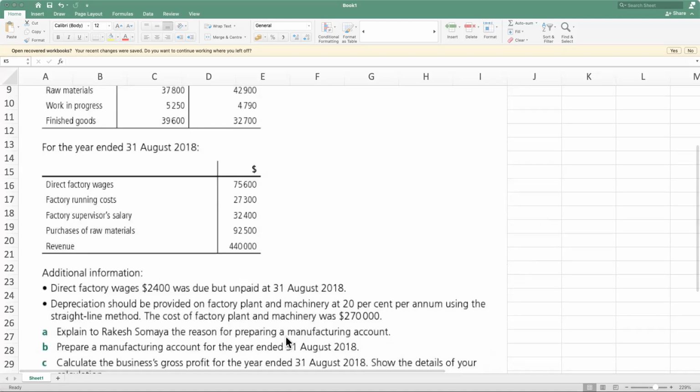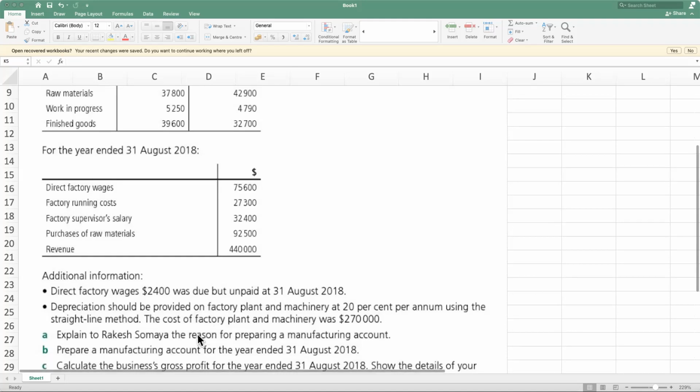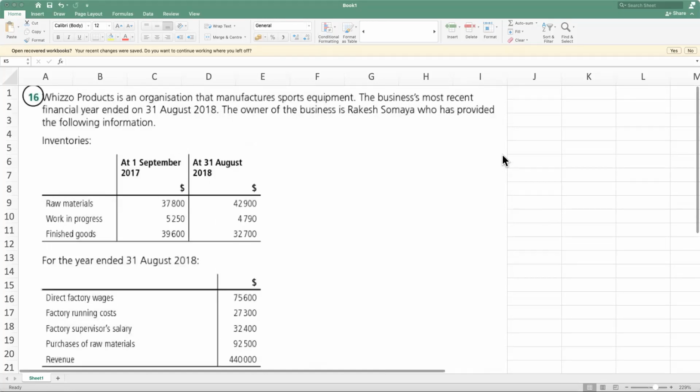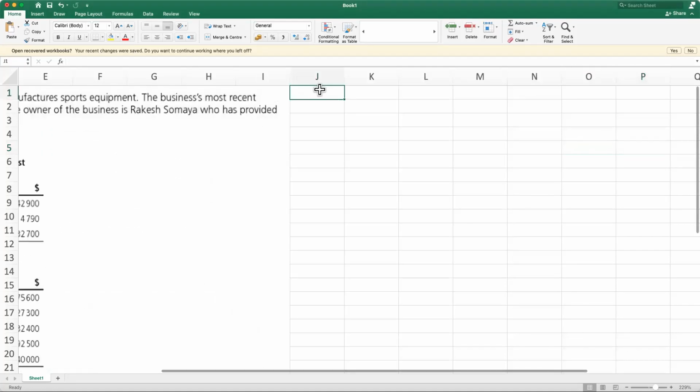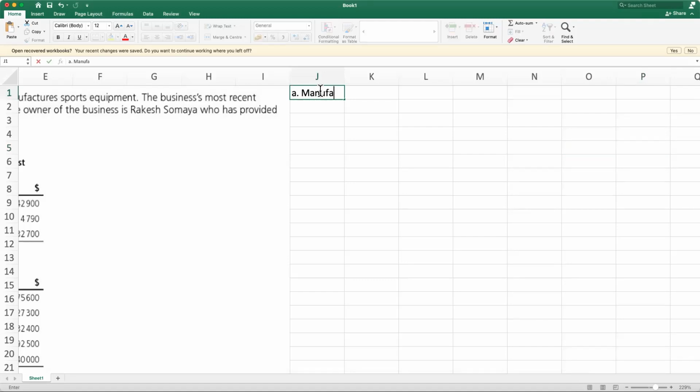Question A, explain to Rakesh Somaya the reason for preparing a manufacturing account. So now you need to tell him what is the reason for preparing a manufacturing account. All you need to do is to say that the manufacturing account, let me just type it here. Manufacturing account is prepared to calculate the cost of production.